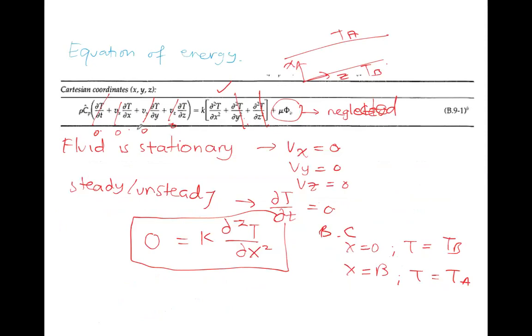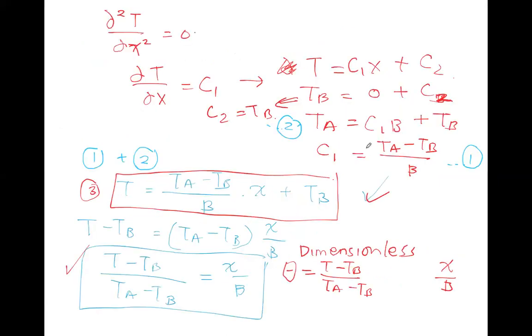So the equation of energy would look like this in a Cartesian coordinate. The fluid is stationary, so you end up with this one being 0, and you end up with k times the second derivative of T with respect to x. Then you get the boundary conditions: when x equals 0, T equals TB, and when x equals b, T equals TA. Then you can just do the integration, get C1 and C2, and then you get the profile.